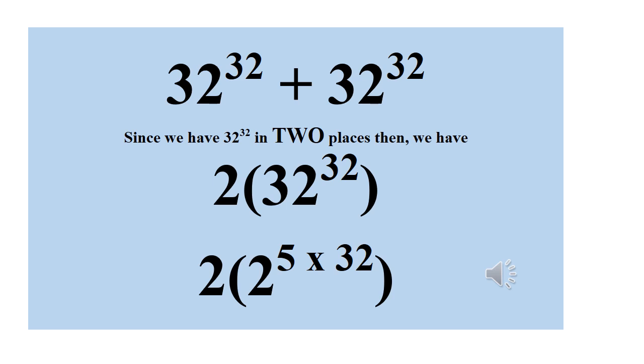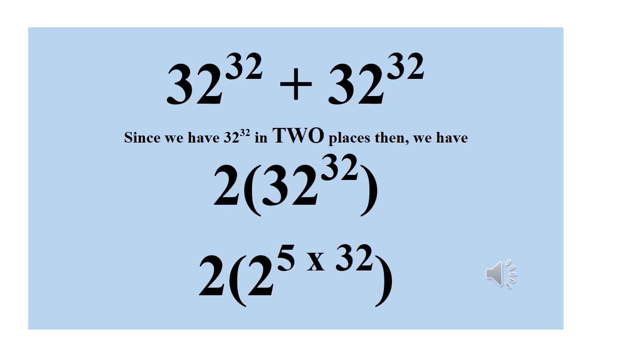This first one says 32 raised to power 32 plus 32 raised to power 32. We have to simplify. Now since we have 32 raised to power 32 in two places, we can just use that 2 as the coefficient of 32 raised to power 32. So we have 2 into bracket 32 raised to power 32. Then we can now simplify the base 32 to 2 raised to power 5, which is the same thing as 32. So we have 2 into bracket 2 raised to power 5 times 32 as the power, close the bracket.